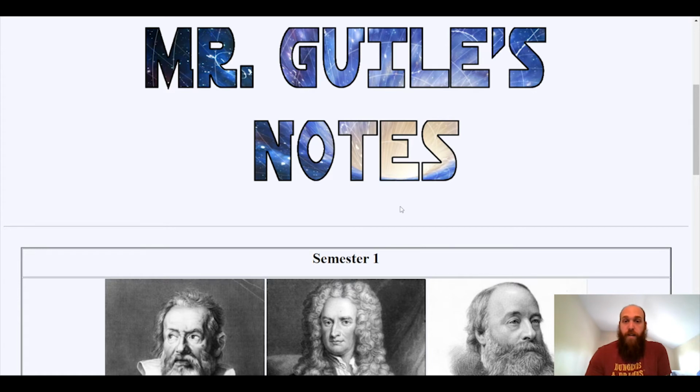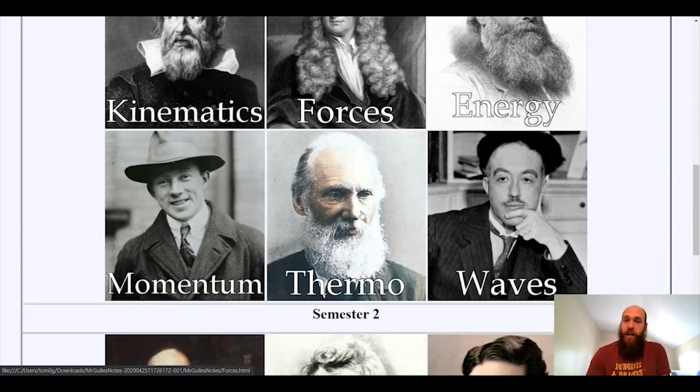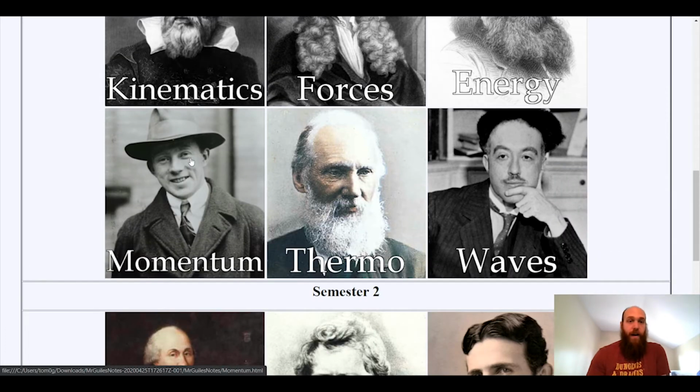We finally made it to the last unit. We talked about Galileo with kinematics. We had Sir Isaac Newton with forces, James Prescott Joule with energy. We had Werner Heisenberg with momentum. For those of you that chose to do the optional one, we talked about Baron Kelvin with thermodynamics. We had Louis-Victor Pierre-Armand de Broglie with our waves unit.